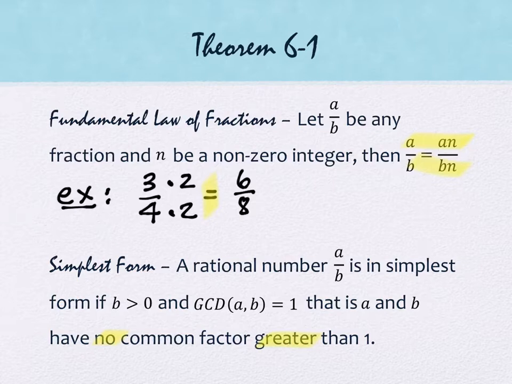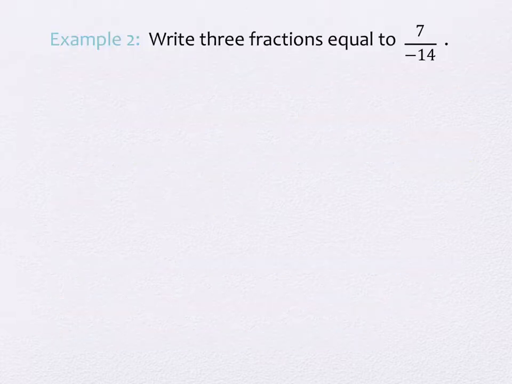Okay, so if we can multiply the numerator and the denominator by any non-zero integer, that's what we're going to do for this one, okay? So we're going to take 7 over negative 14, and I want everybody to write down 1 or 2 or 3, write down a few that are equivalent to 7 over negative 14. And then I'm going to take some answers, and we're going to make sure that we're all on the same track. Okay, so write down a few of them.